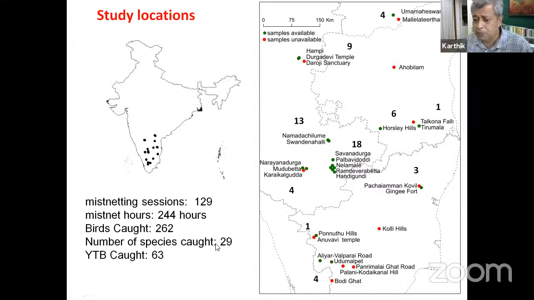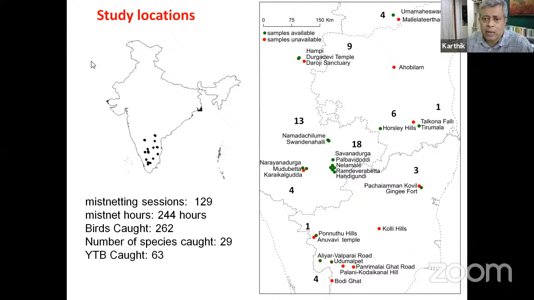And look at the number of species. 29 species were caught in these mist nets. So you can study a variety of birds by doing these mist netting studies. And all these areas in South India were covered, combed, and the mist nets were laid to go and we use those samples to go and analyze them.